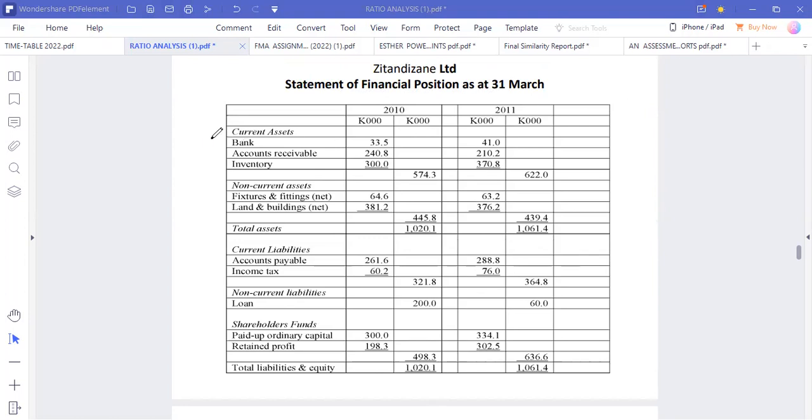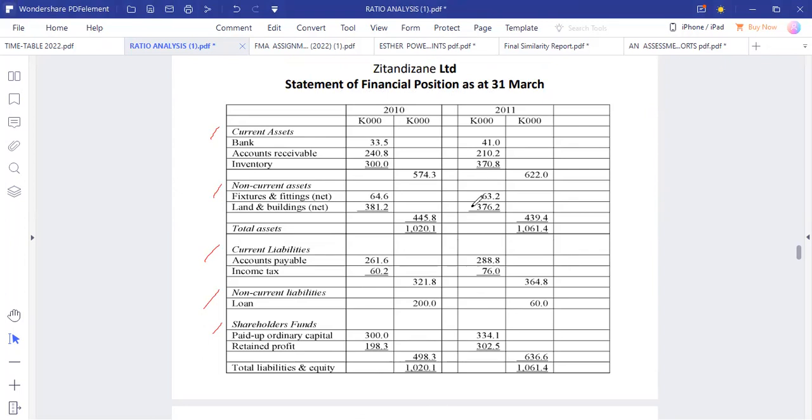It basically has the current assets, the non-current assets, the current liabilities, the non-current liabilities, and the shareholders' funds. So this book is very cardinal because it shows you the position of the business as at a particular point.